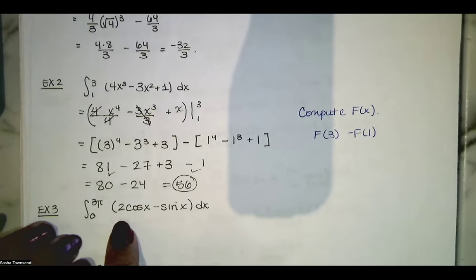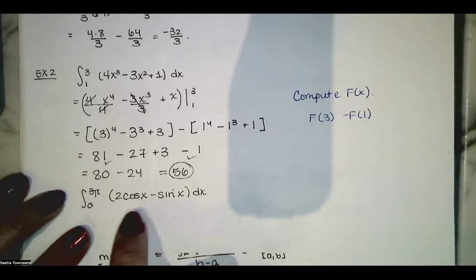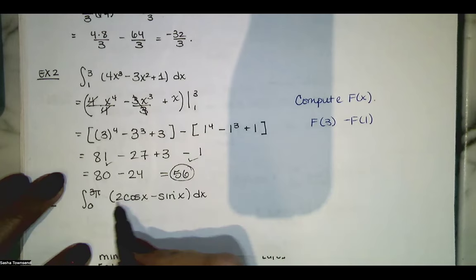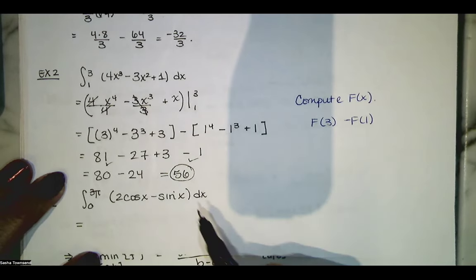So this is example 3. Got some trig functions this time. We want the integral from 0 to 3 pi of this function. We say, do I have a basic rule for that? We do. First, we compute the antiderivative.